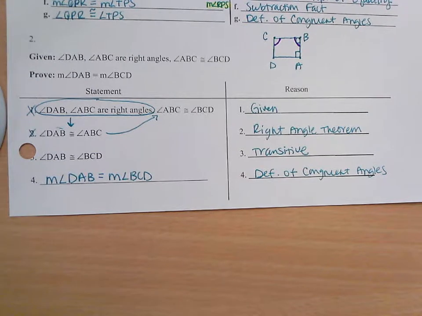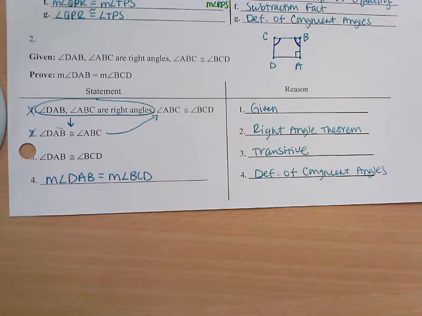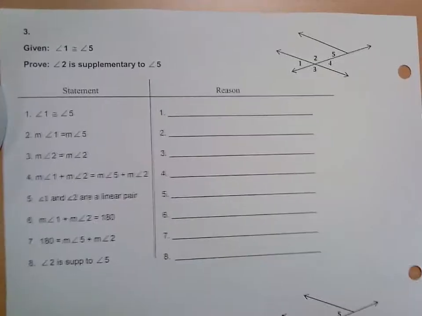Okay, we're going to do one more. We're going to do proof number 3. Proofs 3 and 4 are very similar, but there are properties that we haven't used yet in these two, but they're properties that come up quite a bit. So let's look at proof number 3 together here.